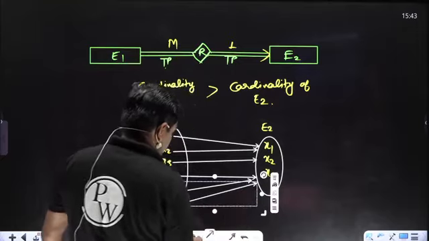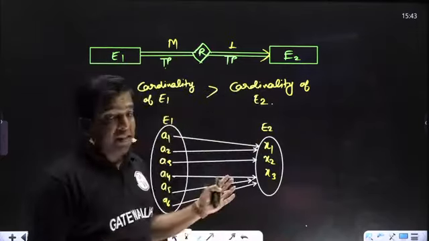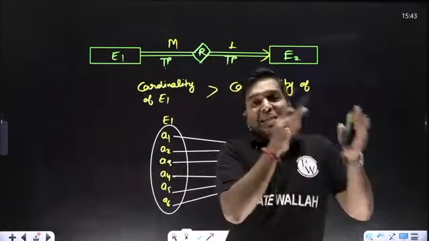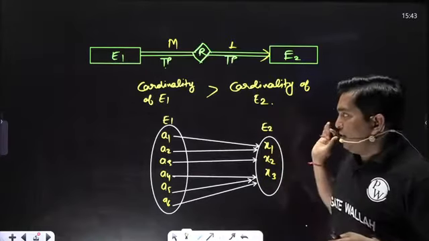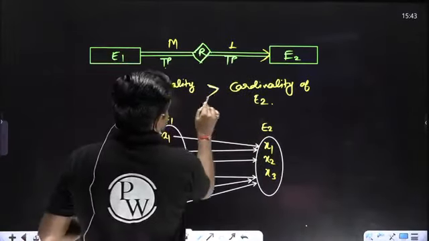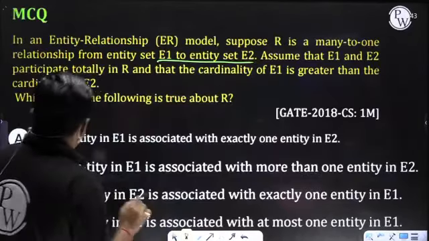You can draw it this way, because there is total participation at both ends. So each entity of entity set E1 and each entity of entity set E2 participates in the relation. And the cardinality of E1 is greater than the cardinality of E2. You can take this example for that. Now read each and every option.